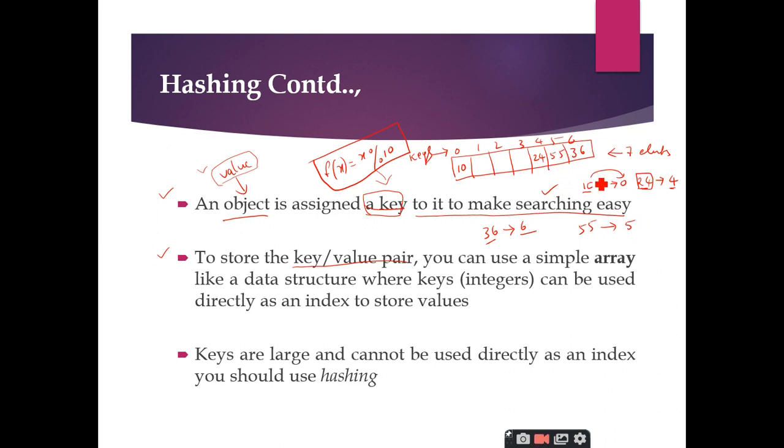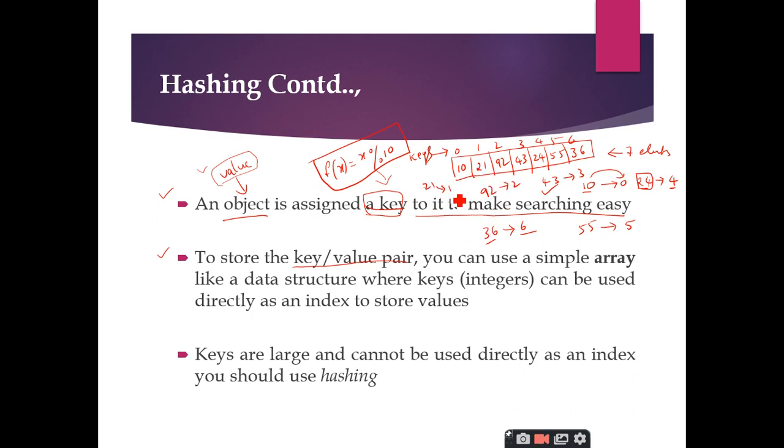Therefore I have to store 55 at the 5th location or 5th index. Next, 92: I should store it at index 2. Then 43 goes at index 3. Sir, I have a small note: 21. If it is 21, what is the key that is generated? 1. Therefore, 21 goes at index 1.